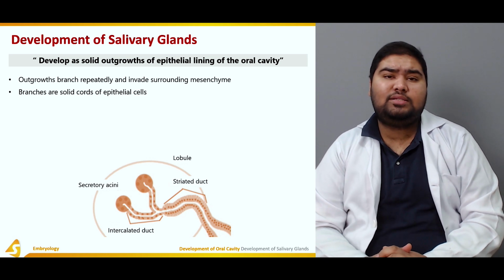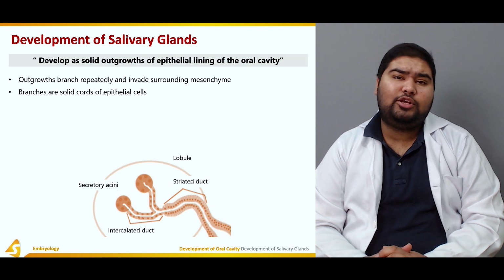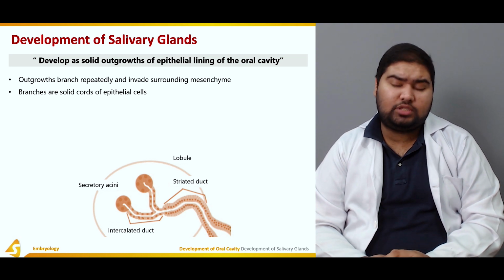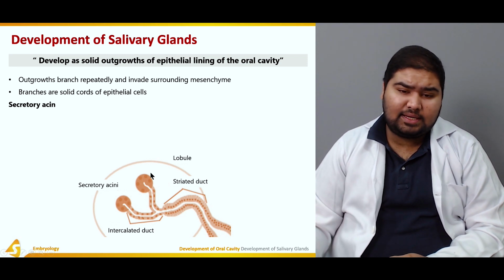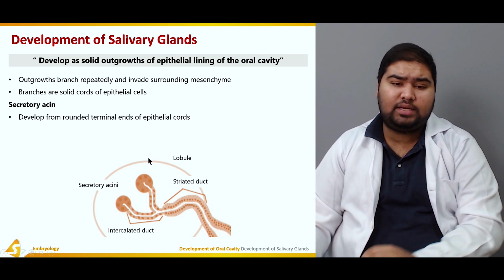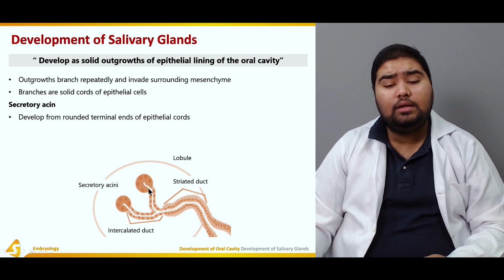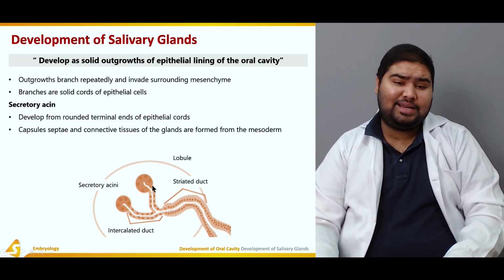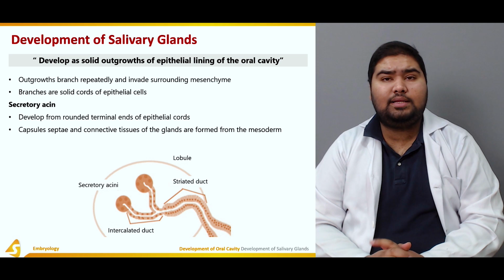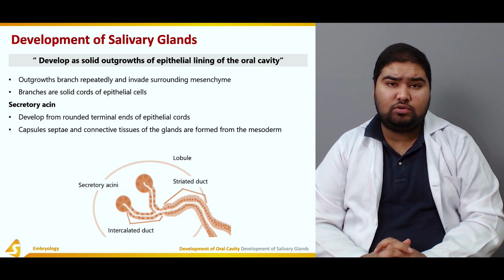Initially they are solid cords of epithelial cells which later canalize so that the lumen can carry the secretions which are being produced. So these are the secretory acini. They develop from the rounded terminal ends of the epithelial cords here. The rounded terminal ends of the epithelial cords form the secretory acini. The capsules, the septae, and the connective tissue of the glands are formed from the mesoderm.